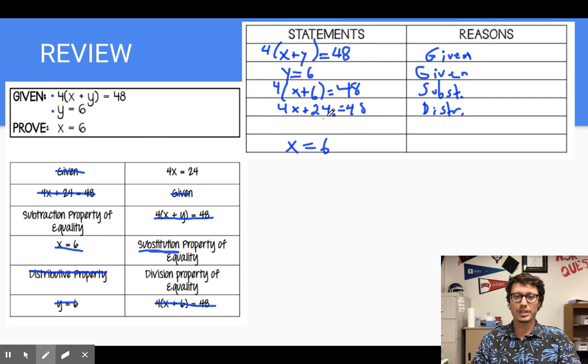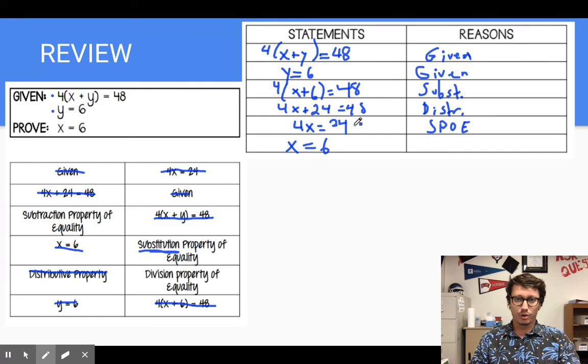If you need to write it off to the side to solve, 4x plus 24 equals 48. We need to get rid of 24. We subtract 24 from both sides, which would cancel out, and we would end up with 4x equals 48 minus 24, which is 24. That is this right here: 4x equals 24. What did we do? We subtracted 24 from both sides. So that means we used the subtraction property of equality, or the SPOE.